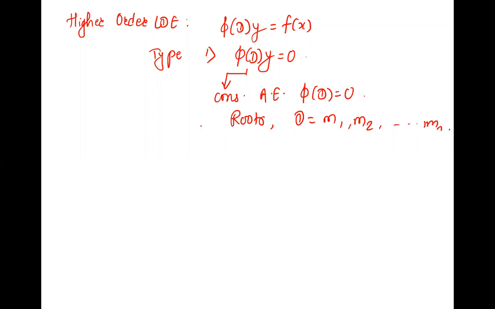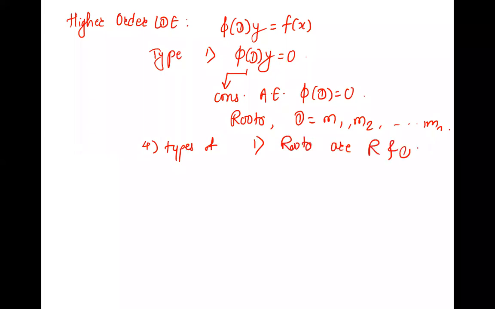Depending on these roots, there are how many types of solutions? Four types of solutions. First type is if the roots are real and different. Do you remember how to write the solution? y is equal to C1 e raised to m1 x plus C2 e raised to m2 x plus and so on up to Cn.